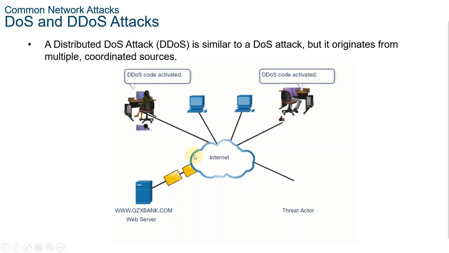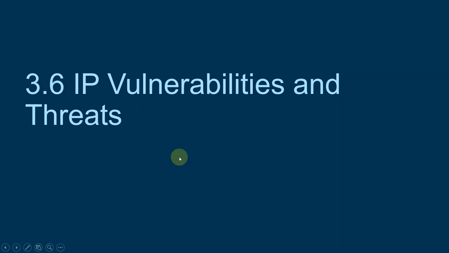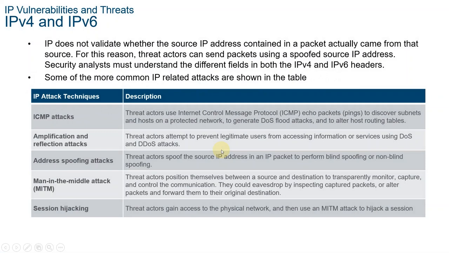In this section, we will be talking about IP vulnerabilities and threats, for IPv4 and IPv6. IP does not validate whether the source IP address contained in a packet actually came from that source. For this reason, threat actors can send packets using a spoofed source IP address. Threat actors can also tamper with other fields in the IP header to carry out their attacks. Security analysts must understand the different fields in both the IPv4 and IPv6 headers.